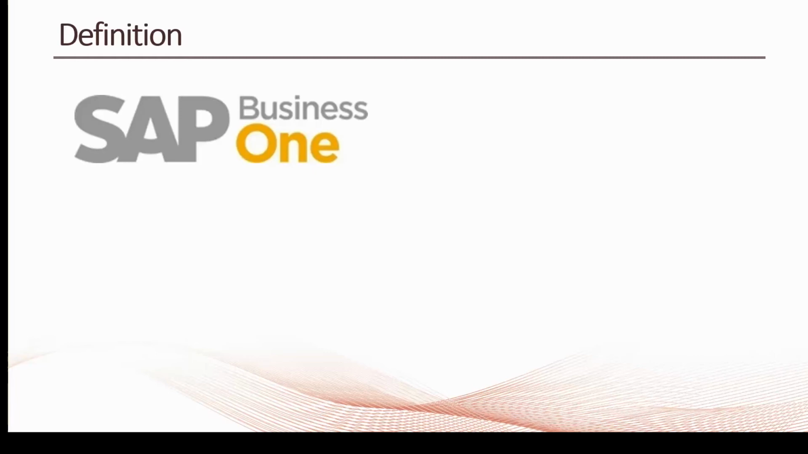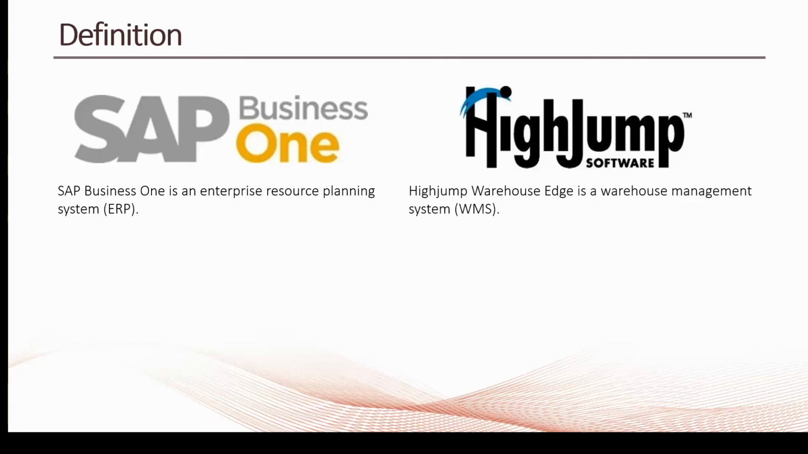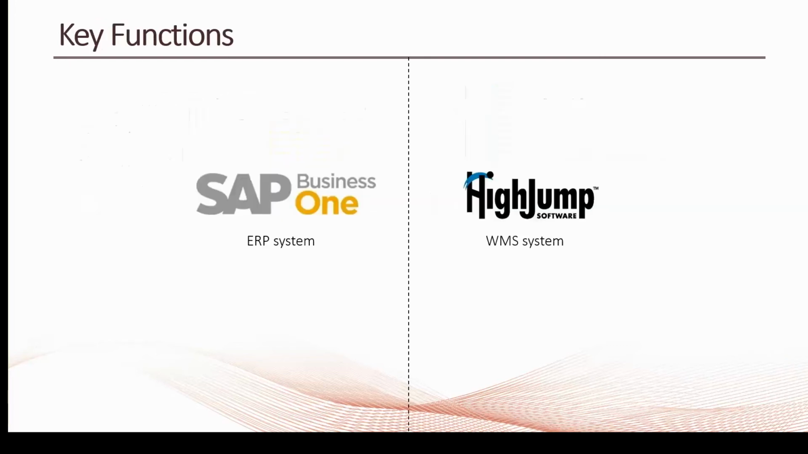SAP Business One is an enterprise resource planning system, or ERP. HighJump Warehouse Edge is a warehouse management system, or WMS. Now let's look at the key functions.